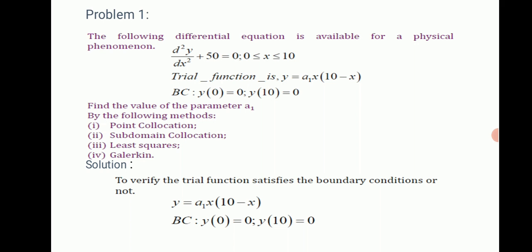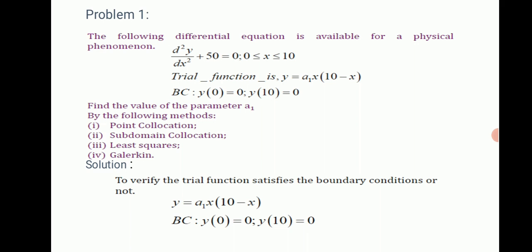The trial function should satisfy the boundary conditions. That is, y is equal to a1 x into 10 minus x. First we apply the first boundary condition, that is when x is equal to 0, y is equal to 0. When applying it, we get 0 on both sides. So it satisfies the boundary condition.